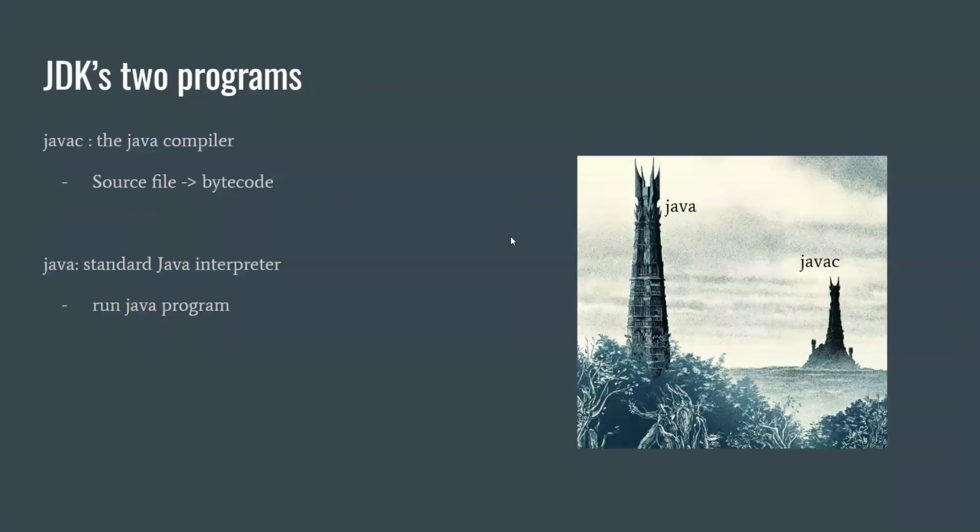I know we briefly touched on JDK, but JDK, Java Development Kit, has two programs. One is javac, which is the Java compiler, and it converts the source file to bytecode. Another is java, which is a standard Java interpreter, and this interpreter runs the Java program.